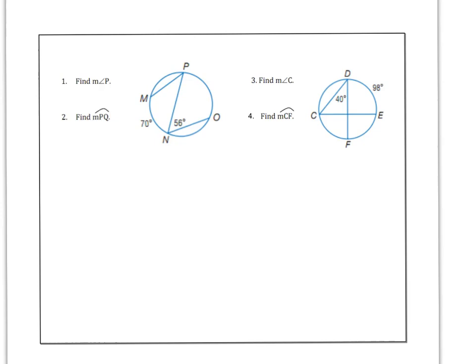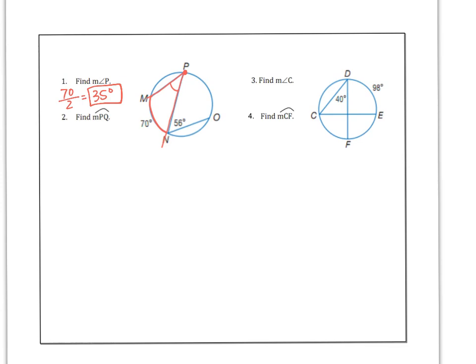Let's try an example. Let's start by finding the measure of angle P, number 1. Angle P is this angle right here. Notice the angle opens up to this 70-degree arc. Here it is. And it opens up to that 70-degree arc. Well, the inscribed angle should be half of the arc. So we just take 70, divide by 2, and we get 35 degrees, and that is the measure of angle P.